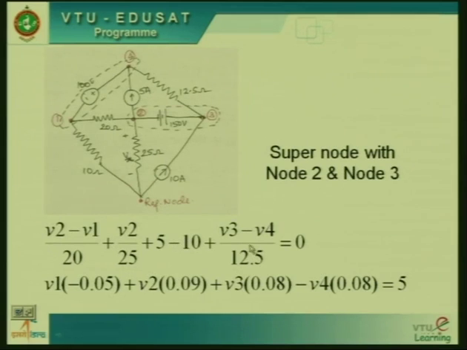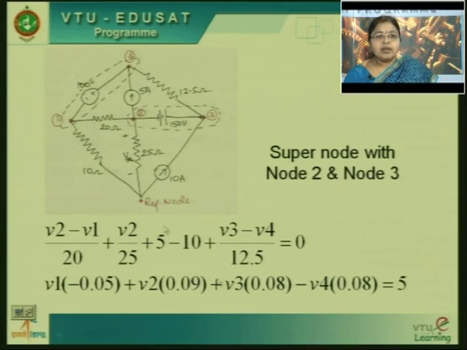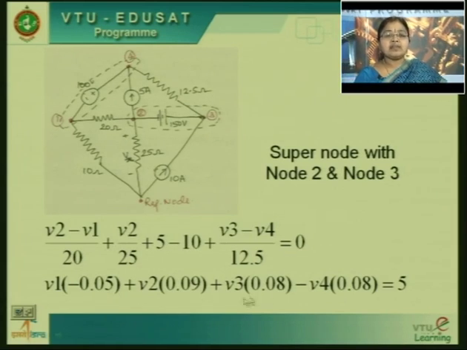So current is flowing from V3 to V4, so that is V3 minus V4 divided by 12.5. This is the super node equation formed between node 2 and node 3. It has 5 terms. You can see 3 elements are connected to node 2 and 2 elements are connected to node 3. Now if you separate all these terms V1, V2, V3 and V4, you will get this equation.